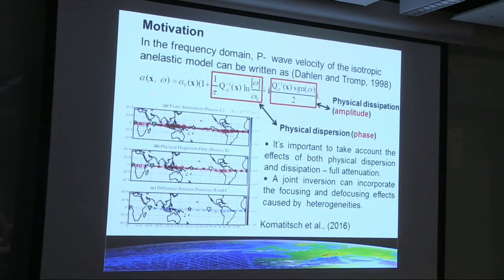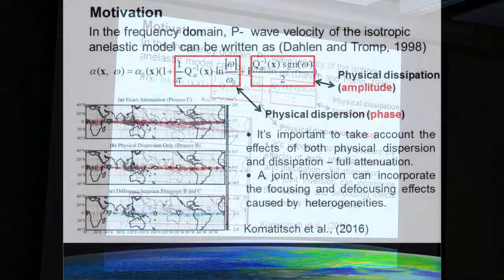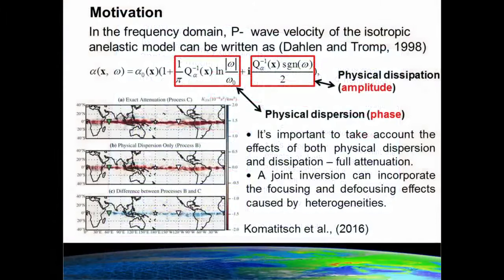In the reference domain, the P-wave velocity of the isotropic anelastic model can be written as this. The logarithm term denotes the physical dispersion, which is related to the phase or arrival time on the seismogram, and the complex form denotes the dissipation, which is related to the amplitude in the seismogram.